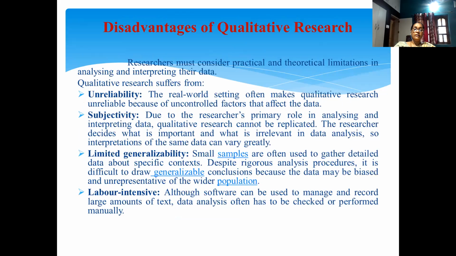Unreliability. The real-world setting often makes qualitative research unreliable because of uncontrolled factors that affect the data. Then subjectivity. Due to the researcher's primary role in analyzing and interpreting data, qualitative research cannot be replicated. The researcher decides what is important and what is irrelevant in data analysis. So interpretation of the same data can vary greatly.